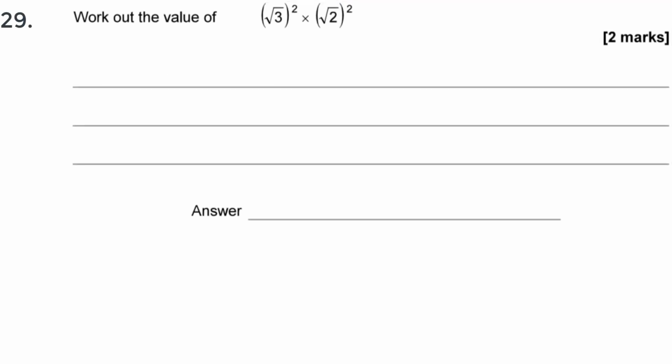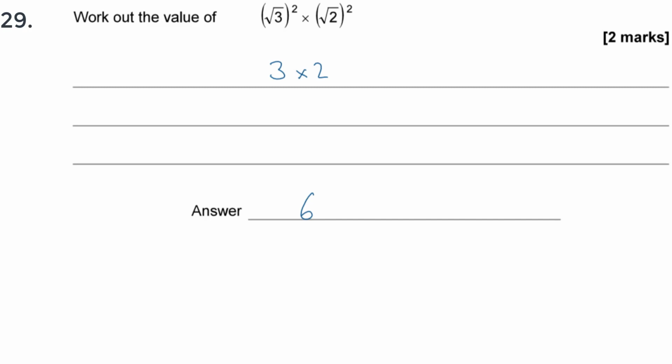Work out the value of the square root of 3 squared times the square root of 2 squared. Okay. Now you'll realize that square rooting and squaring are opposite operations. So square rooting something and then squaring it again will give you back what you started. So the square root of 3 then squared is going to just be 3, and the square root of 2 squared is going to be 2. So the answer is 3 times 2, which is 6.